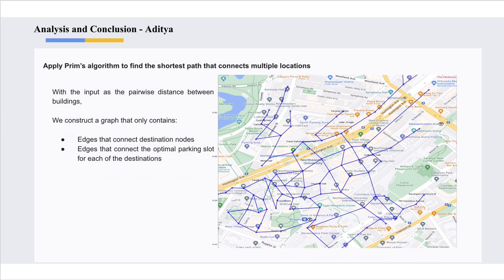In this analysis, we apply Prim's algorithm to find the shortest path that connects multiple locations. With the input as the pairwise distance between buildings, we construct a graph that only contains the edges that connect destination nodes and edges that connect the optimal parking slot for each of the destinations, as shown in the below graph. The key is to use Prim's algorithm to find the minimum spanning tree for the new graph. The following shows an example of the optimal route.